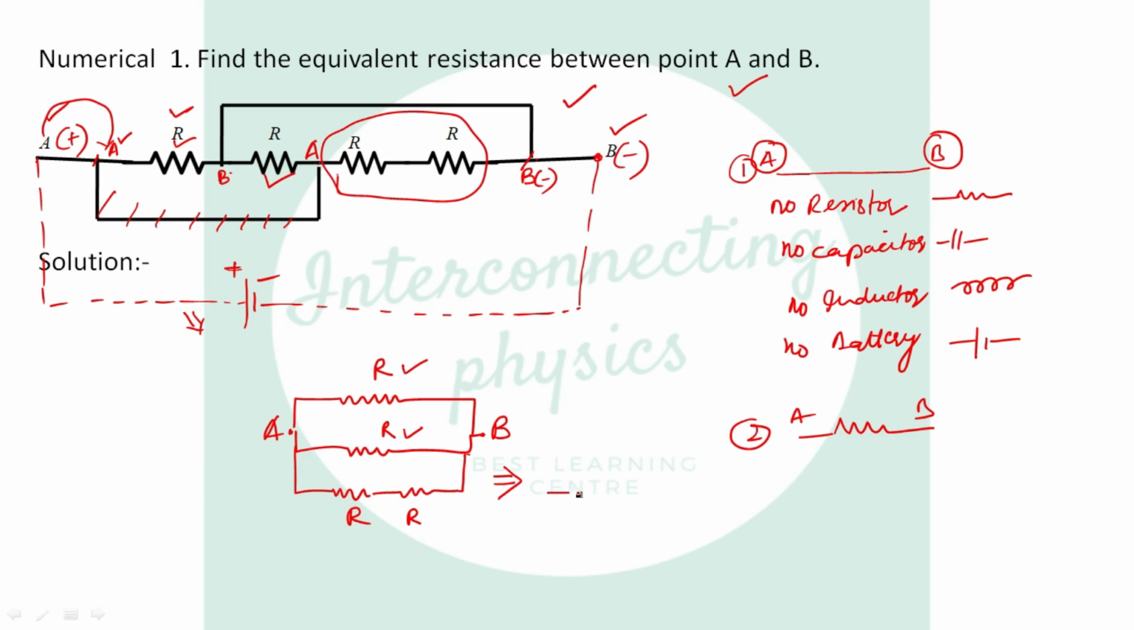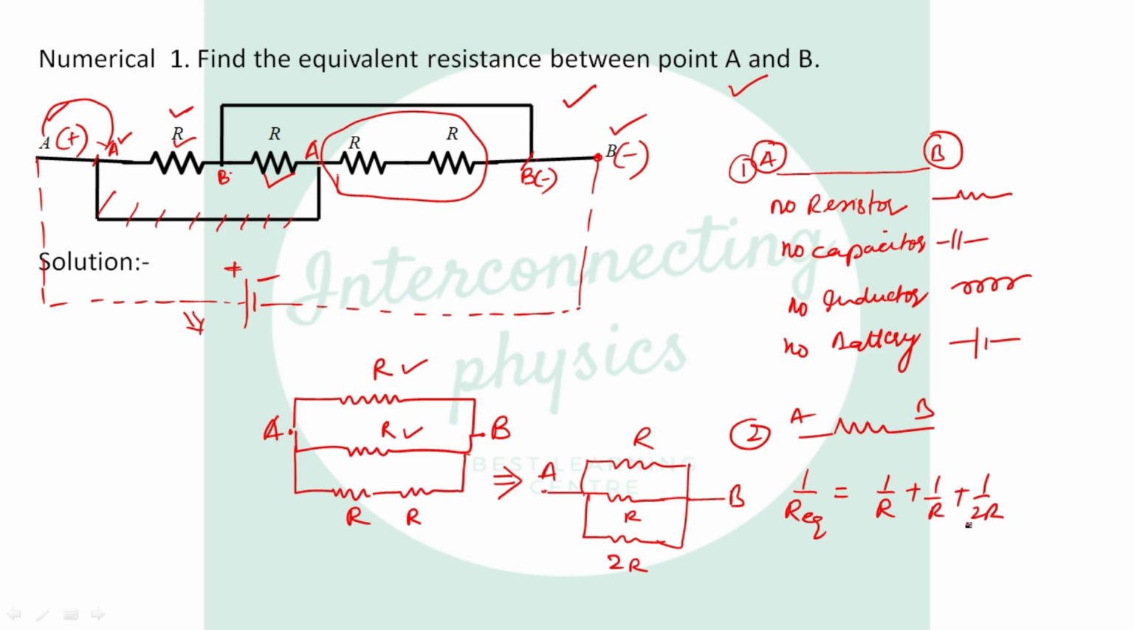So the equivalent diagram will be R, R, and R and R are in series, so the answer is 2R. This is point B, this is point A. So let us calculate the equivalent resistance: 1 over R equivalent is equal to 1 over R plus 1 over R plus 1 over 2R. So the LCM is 2R: 2 plus 2 plus 1. The answer is 5 divided by 2R. So this is 1 over R equivalent, which means R equivalent will be 2 divided by 5R.